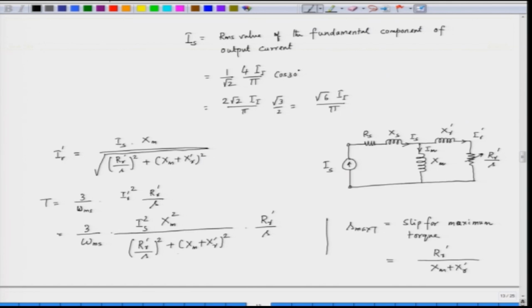So, these two quantities should be equal. So, we have in the denominator the slip resistance and also the reactance. The reactance is X_M plus X_R prime and the slip value is R_R prime by S.